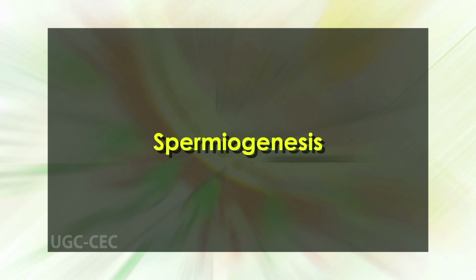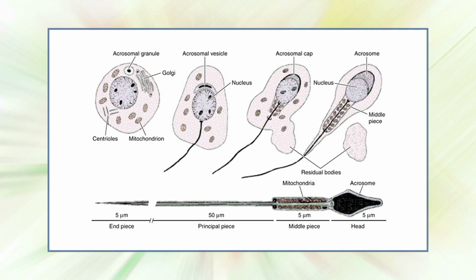The next phase in spermatogenesis is spermiogenesis. The final stage of spermatogenesis, called spermiogenesis, involves the maturation of spermatids into spermatozoa.